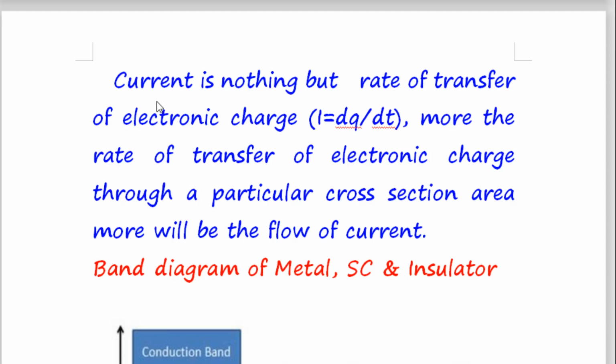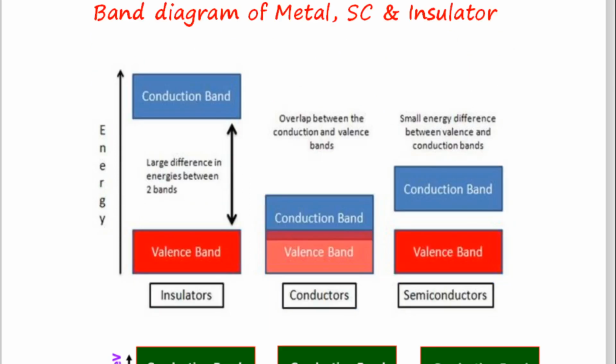So here, current is nothing but the rate of transfer of electronic charge. I is equal to dq by dt. The more the rate of transfer of electronic charge through a particular cross-section area, the more will be the flow of current. More current will flow if a large number of electrons are passing through a particular cross-section area. Now, the band diagram, you are familiar with that.